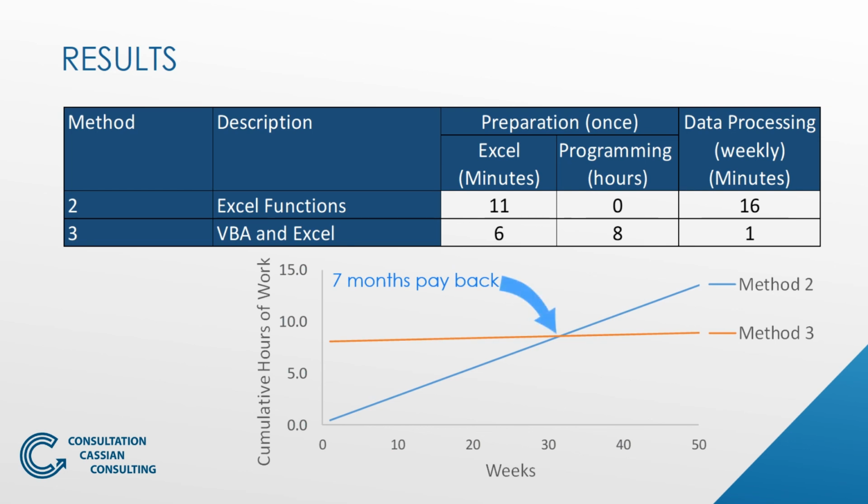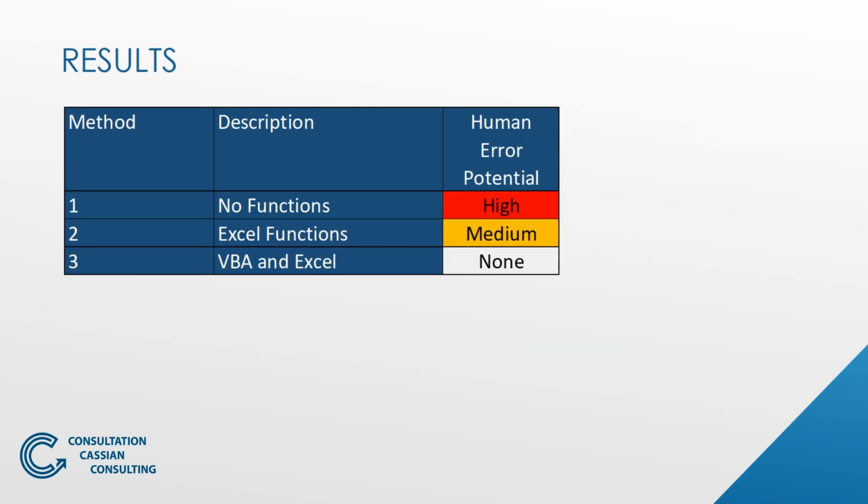What we also need to keep in mind is that this payback is for a fairly simple problem. With the smallest increase in complexity, for example adding a few more lines of data or more complex formulas, the payback for VBA comes even faster. The other point that needs to be considered is the potential for human error. With method 1 it is high, with method 2 it is average, and with VBA it's nearly none.